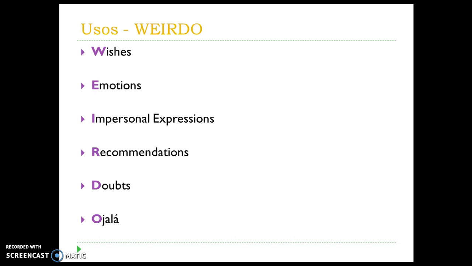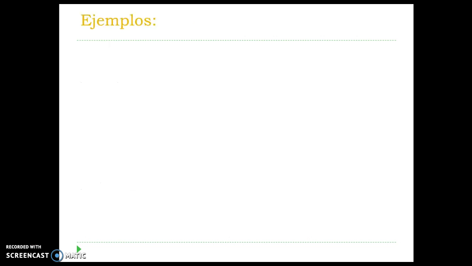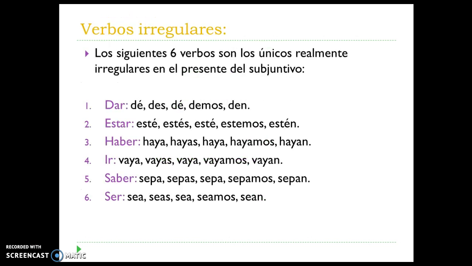Okay, and here this is basically when to use the subjunctive, how to differentiate it from the indicative. The subjunctive can be used for expressing wishes, emotions, impersonal expressions, recommendations, doubts, and ojalá. Ojalá is basically just that, like I wish, I hope. The literal translation, I believe, is along the lines of may God grant that, right? May it be that whatever happens. Good. Okay, so I will go through these.